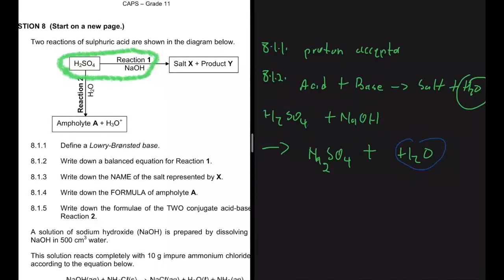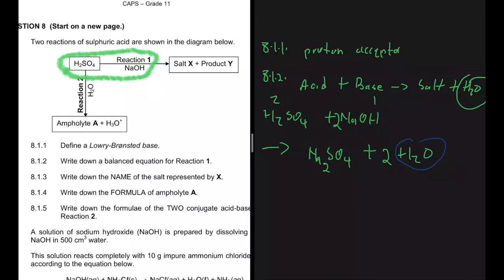So we have 2 hydrogens here, we have 1 here, and then here we have 2. So the hydrogens are not balanced. How can you possibly balance this hydrogen? If we put a coefficient of 2 here, we're going to have 4 on the right, and we're going to have 3 on the left. But if we put a coefficient of 2 here, then we have 4 on the left and 4 on the right. So now the hydrogens are balanced.